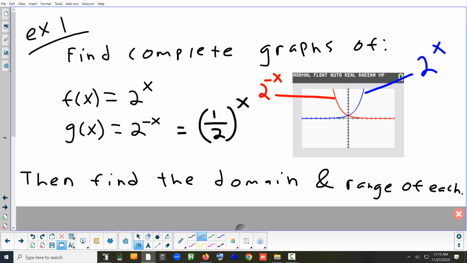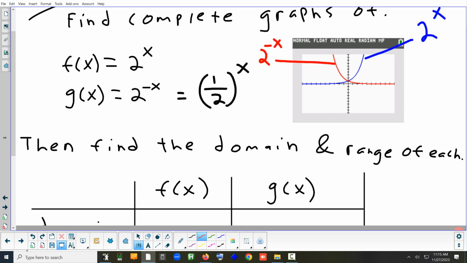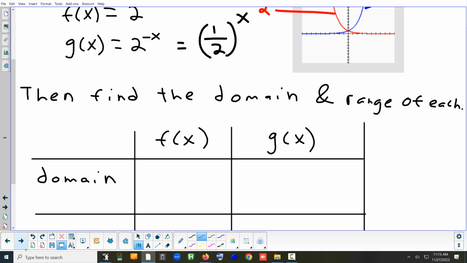Okay, let's start with the domain. They each have the same domain. What's the domain of both of them? Yeah, negative infinity to infinity. The domain is all real numbers. Every exponential function has a domain of all real numbers. Okay, all of them. Yeah, every single one. If it doesn't have a domain of all real numbers, then it's not an exponential function. So that's the domain for both.